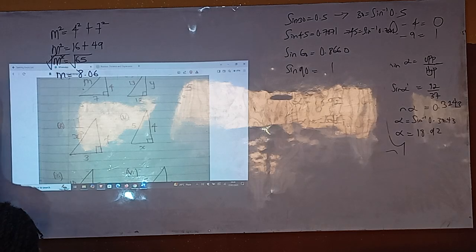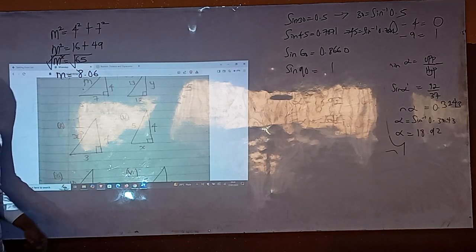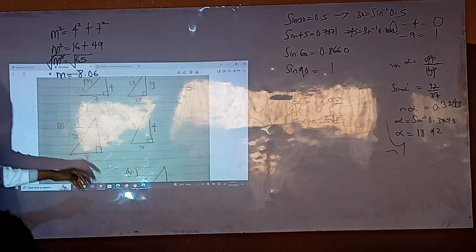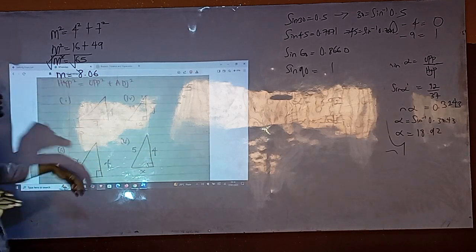How can I get this x? X is what? Hypotenuse also, right? Let me get other ones. I'll give them this one as classwork.